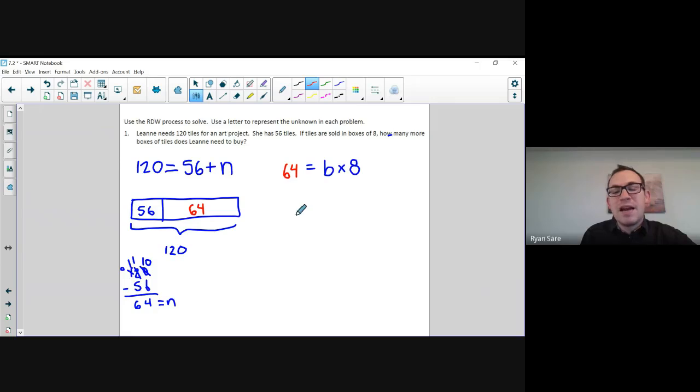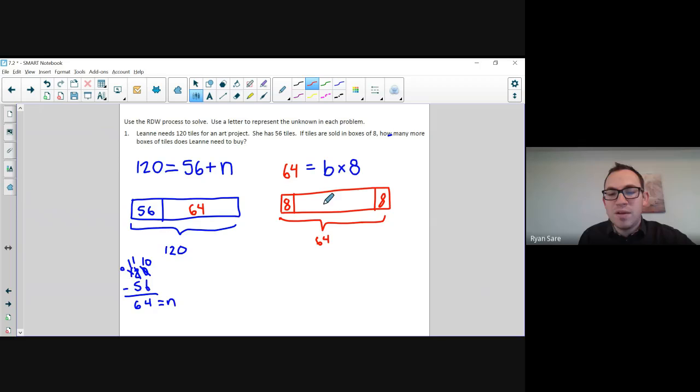64. Now I need to figure out how many boxes she needs. And I know that it's going to be 8 times something that will give me 64. So let's go ahead and draw a tape diagram for this. And when we're doing a tape diagram, in this case, we know how many are in each group. Each group has 8. That represents a box. We know that we need a total of 64, so we can put that down here, 64.